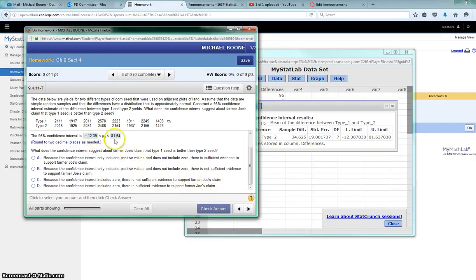So maybe the mean difference is 0, right? Because 0 could happen in here. And so that's why we are picking C. So this is the easy part of the question. This is the hard part, interpreting.